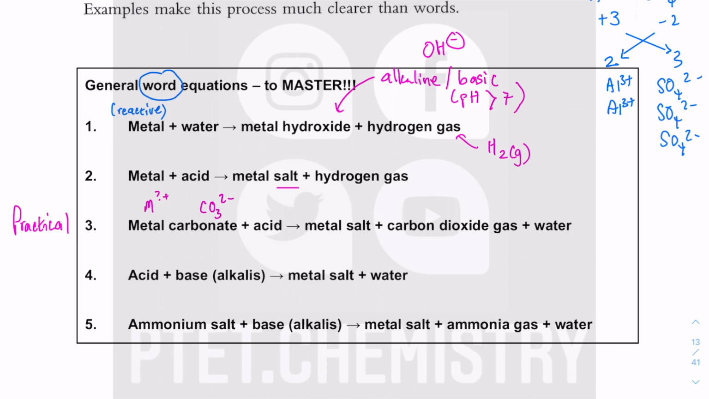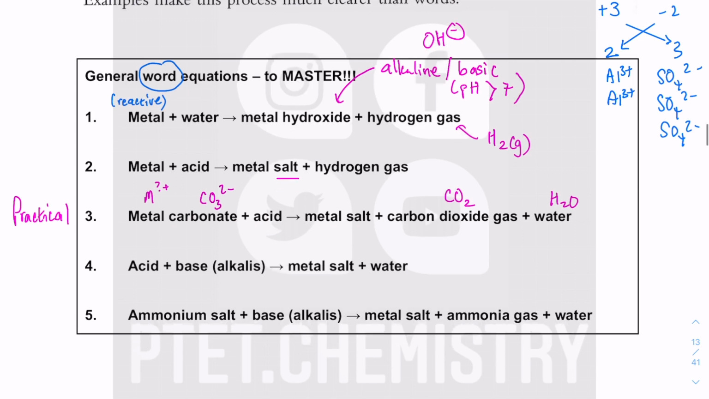Practical chemistry, acid reacts with carbonate will give you carbon dioxide. Carbon dioxide gas is produced when you have acid reacting with carbonate. You also get water, H2O. You do not get hydrogen gas because, well, it's not a metal plus acid, it's a metal carbonate plus acid. All right. This metal salt is also formed as a result of acid reacting with the metal carbonate.